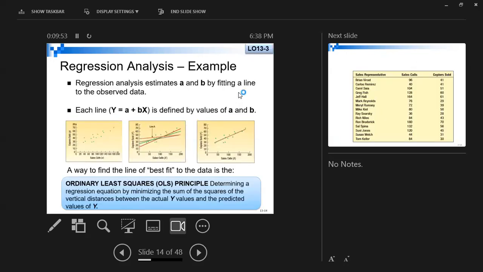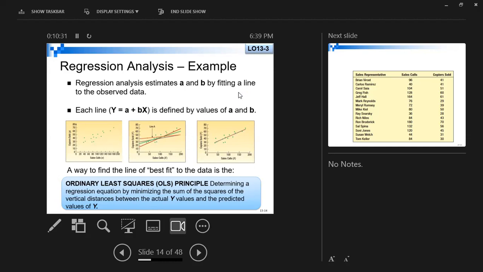All right. Like I said, what is it that regression analysis asks? You can see from the extreme right chart that the number of calls that a salesperson makes does affect the number of copiers sold. But the relationship is not exactly perfect, right? There are other factors that would affect the number of copiers sold based on the number of calls made.